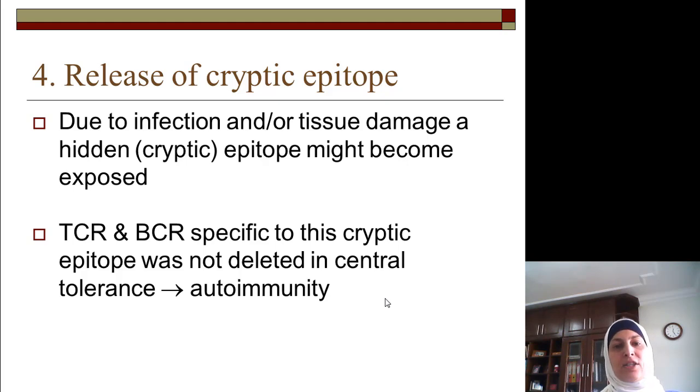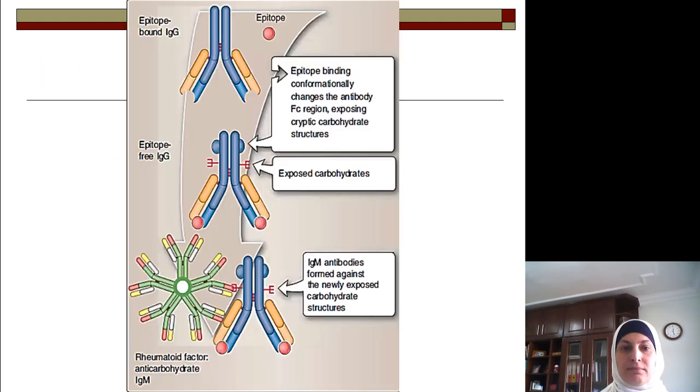The fourth mechanism, which is release of cryptic epitope, actually nothing new here, but let's define the word cryptic epitope. Cryptic means hidden. So there is a hidden epitope that is not usually presented, not usually seen, but because of the infection, because of the damage, these epitopes become exposed and presented. This is an interesting thing. One example of exposing a cryptic epitope.